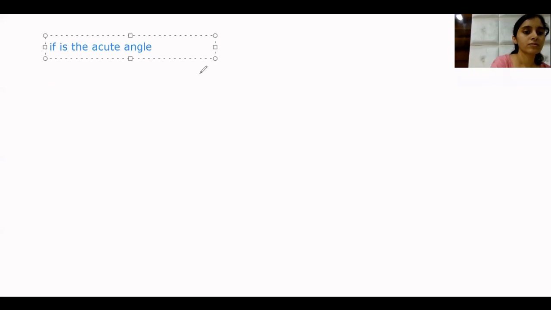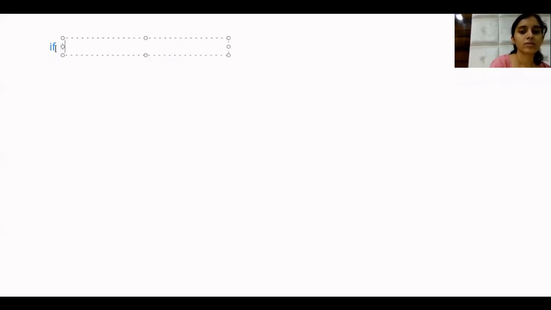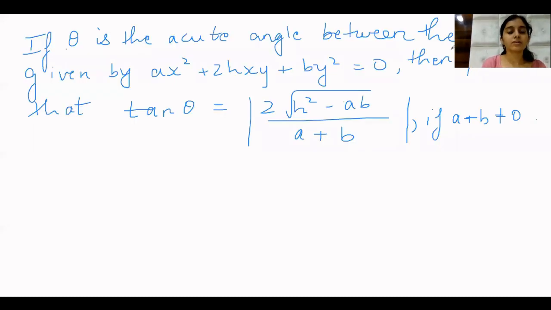Let me just write the theorem for you first. It says that if theta is the acute angle between the lines given by ax square plus 2hxy plus by square equal to 0, then prove that tan theta is equal to 2 root of h square minus ab upon a plus b, if a plus b is not equal to 0.